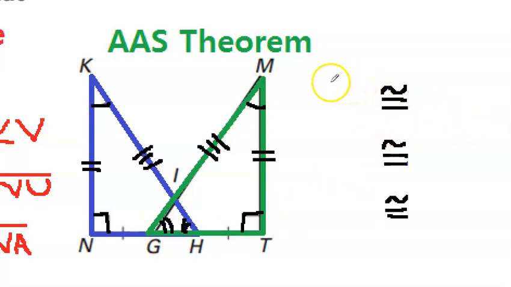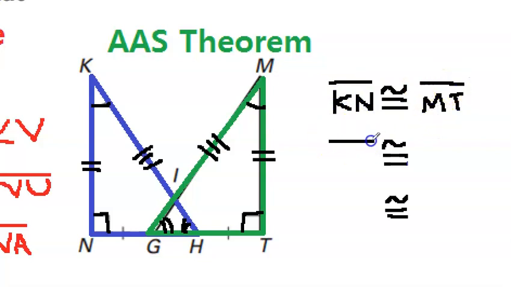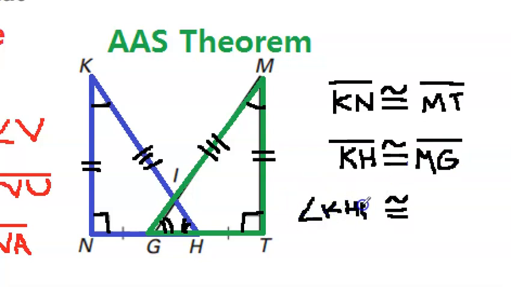If we go piece by piece, we can now say that KN is congruent to MT. We can say that KH is congruent to MG. And then we could do angles for our last one, and we could say angle KHN, that would be this one right here, would be congruent to angle MGT.